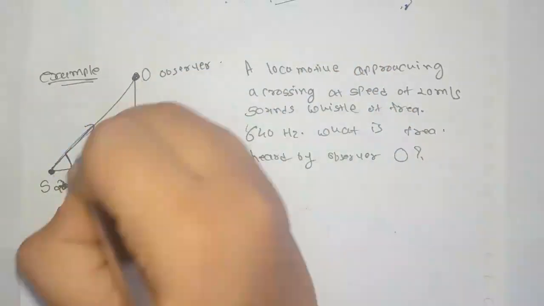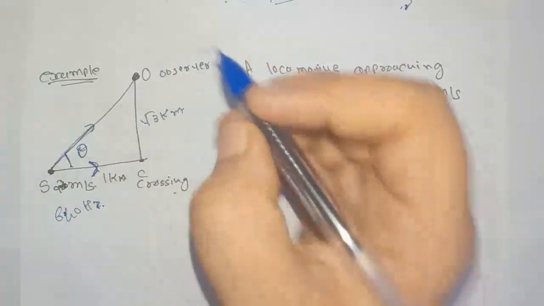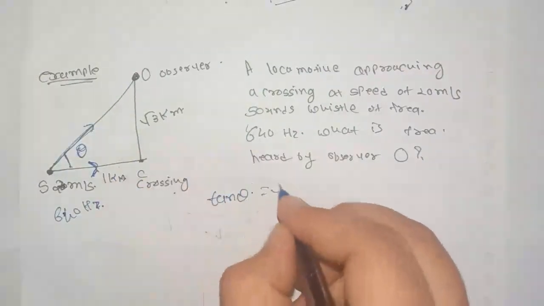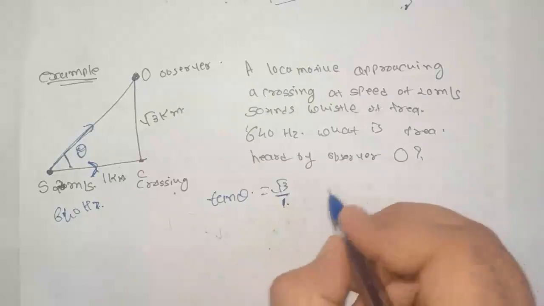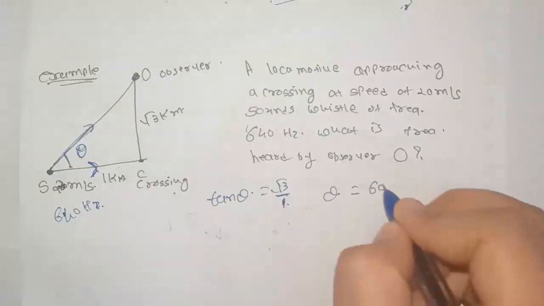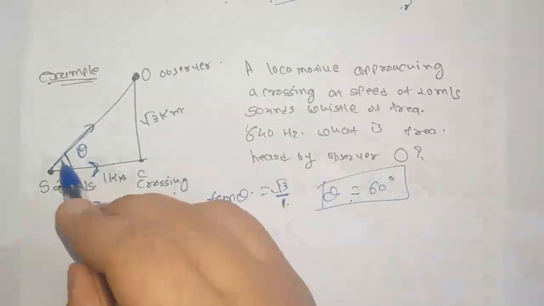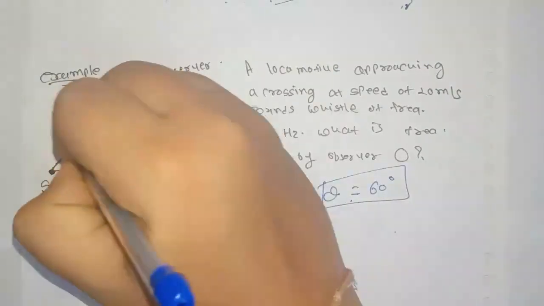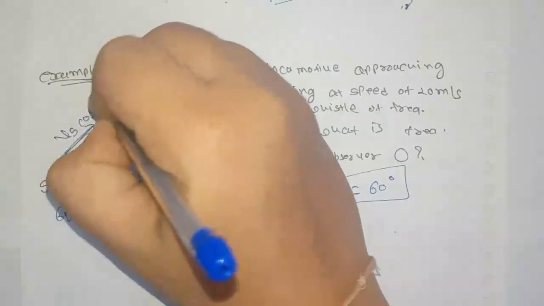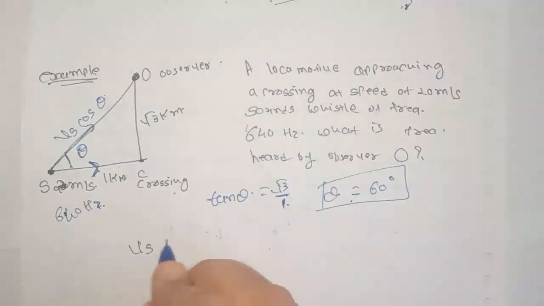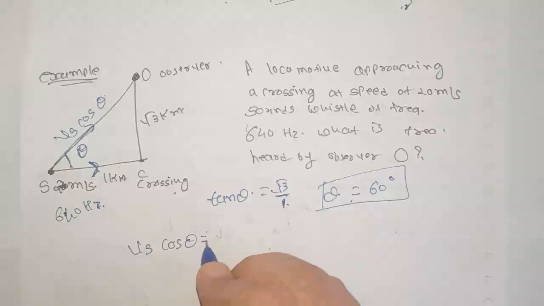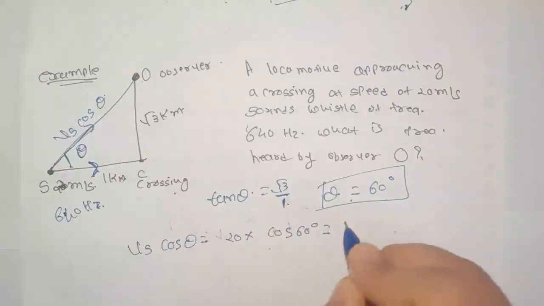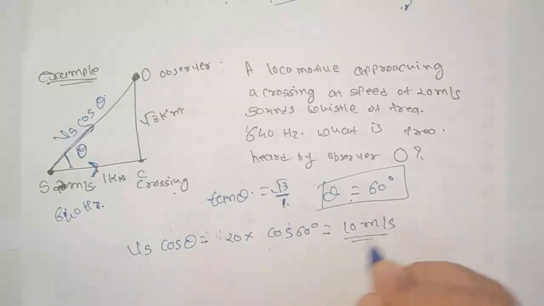So for that, first we have to find this angle theta. From this we can write tan theta as root 3 by 1. So theta is equal to 60 degrees. So the component of velocity along this line will be Vs cos theta. So Vs cos theta will be equal to 20 into cos 60 degrees, that is 10 meters per second.